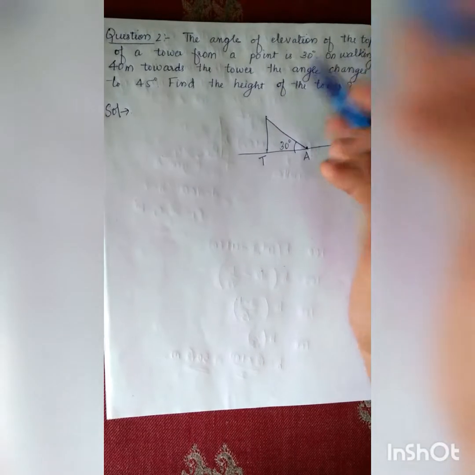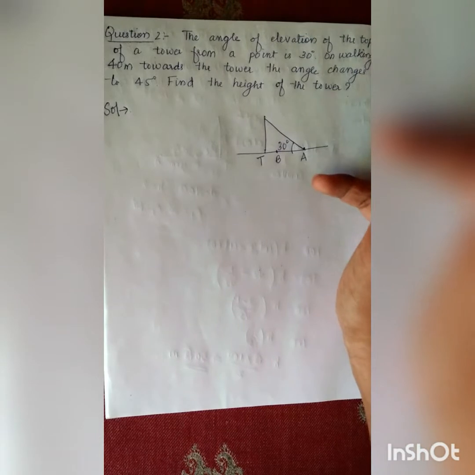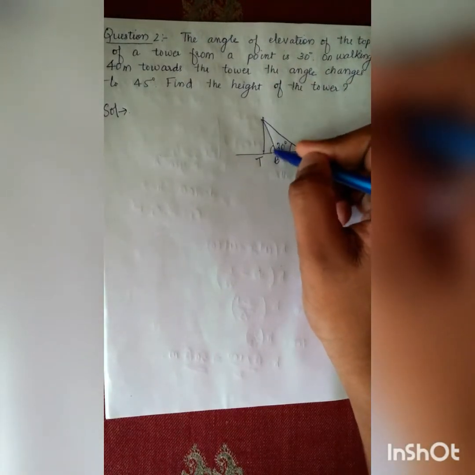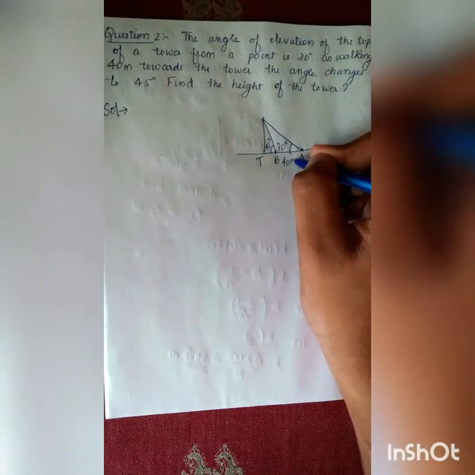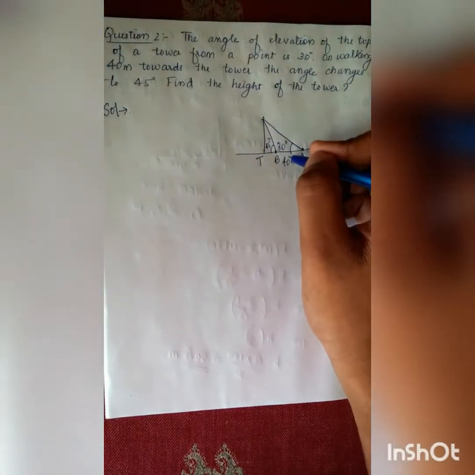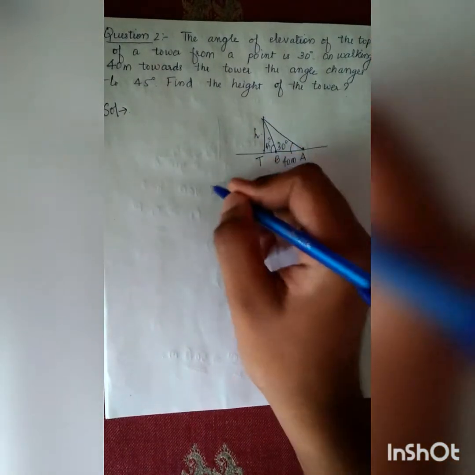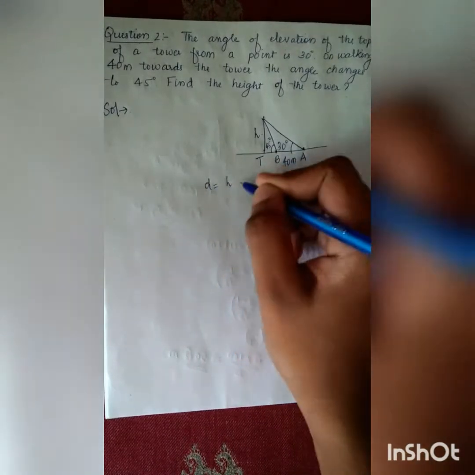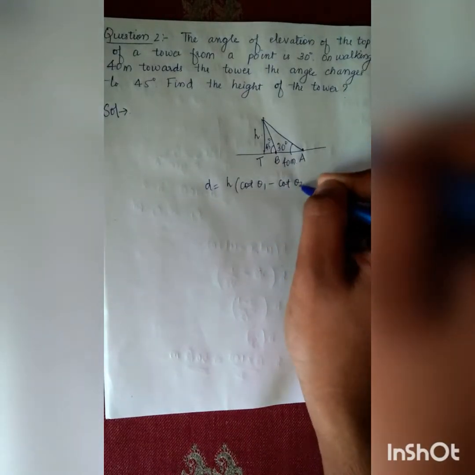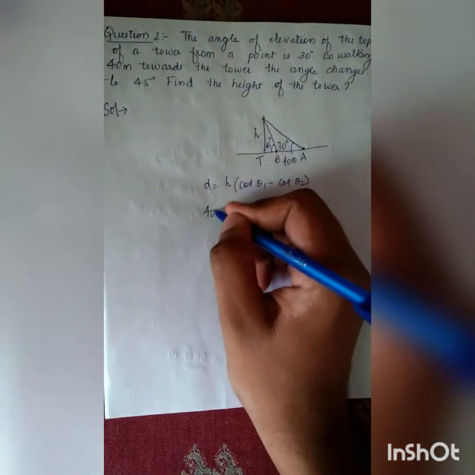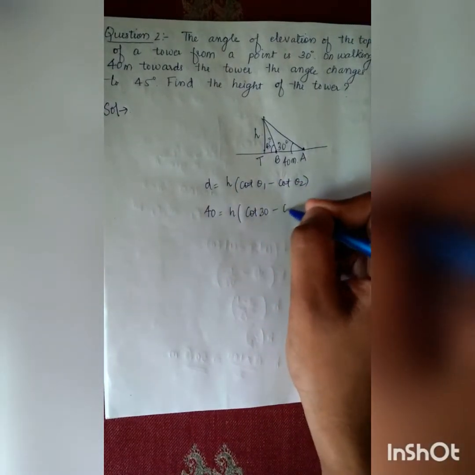We move 40 meter towards the tower. Now suppose the point is B and the angle changes to 45 degree. This is 45 degree and we have moved 40 meter. Now this is similar to the one we have solved and we can use the shortcut here. This is H. So we have D is equal to H into cot of theta 1 minus cot of theta 2. So 40 is equal to H into cot 30 minus cot 45.